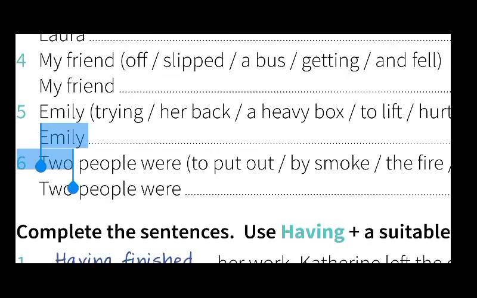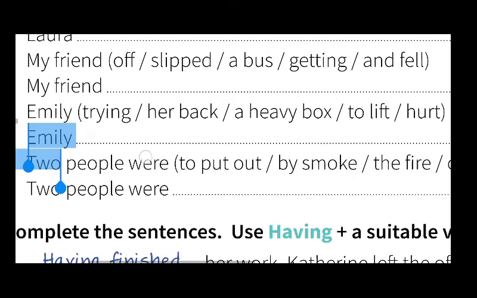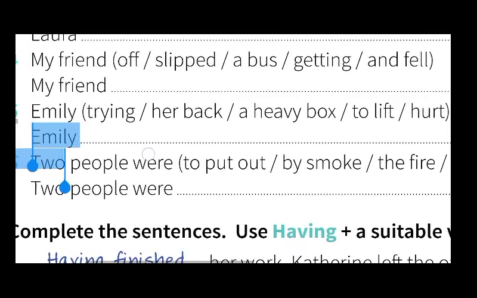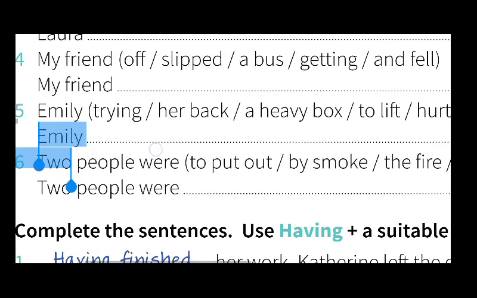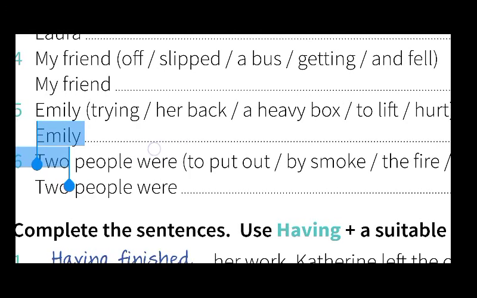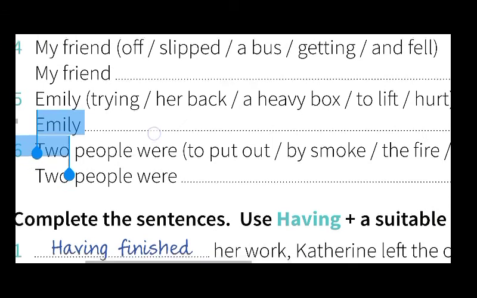We have here number 5. Emily hurt her back trying to lift a box. The box was heavy, yes. Emily hurt her back trying to lift a box.